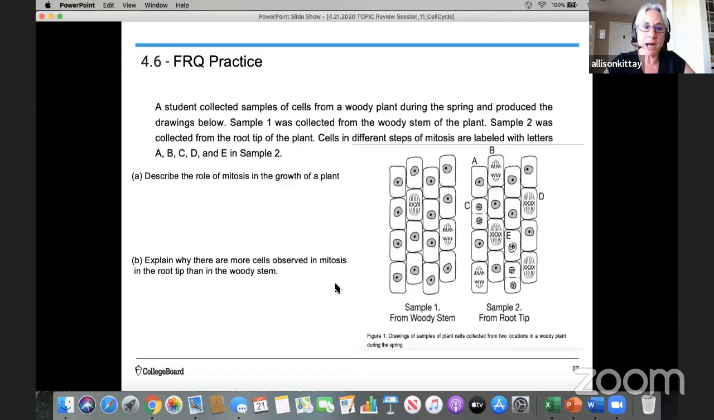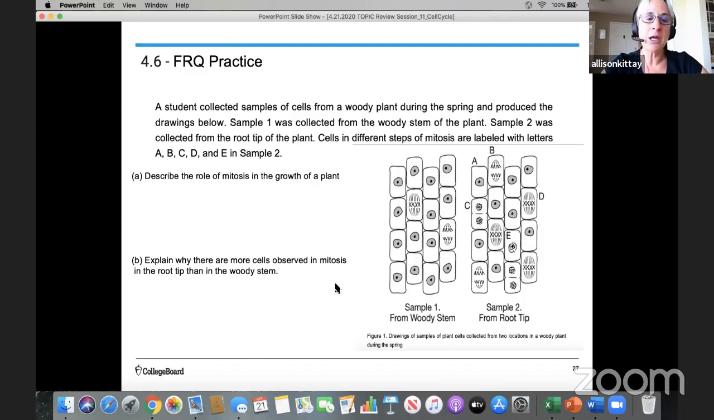All right, so let's get some practice with this. A student collected samples of cells from a woody plant during the spring and produced the drawings below. Sample 1 was collected from the woody stem of a plant, and sample 2 is collected from the root tip of the plant. Cells in different steps of mitosis are labeled with letters A, B, C, D, and E in sample 2. This is a 4-part question.